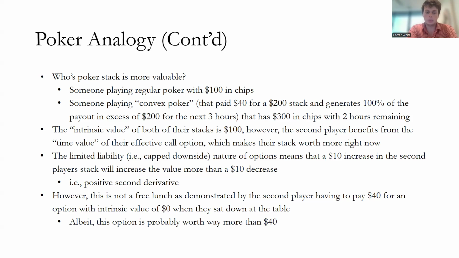So kind of the explanation here, the limited liability nature of the options means there's a positive second derivative in that if the stack goes up by X, you're going to make more than if the stack went down by X. But this isn't a free lunch because you had to pay for this option. You had to pay the $40 up front, even though when you sat down, the option had an intrinsic value of zero because it was a spot of 200 and a strike of 200. So that was the price of the option. I'd argue that was an underpriced option, but you did have to pay, so it wasn't a complete free lunch.